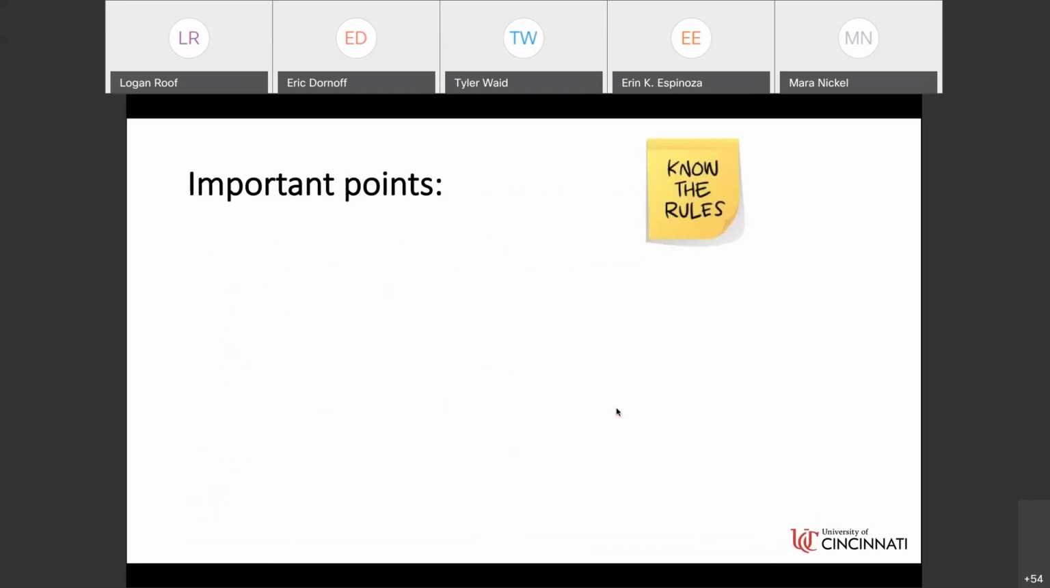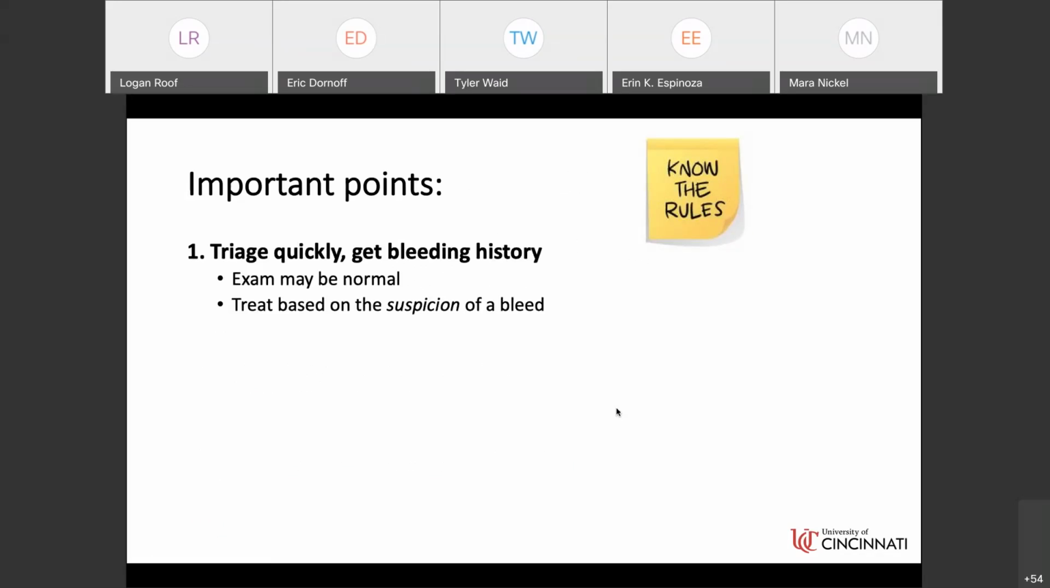For any hemophilia or von Willebrand patient, whether you're working in the ER, in urgent care, getting sign out from the ER, or maybe seeing one of these patients who might have a bleed in your clinic, the first thing to do is triage these patients very quickly and get their bleeding history, especially adults. These guys should really know their history already. And when they tell you they think they're bleeding, believe it.